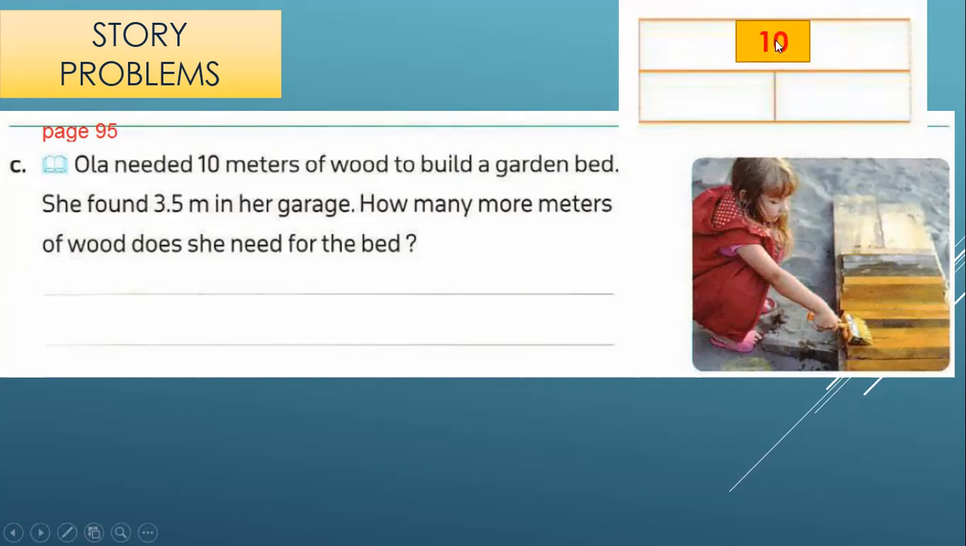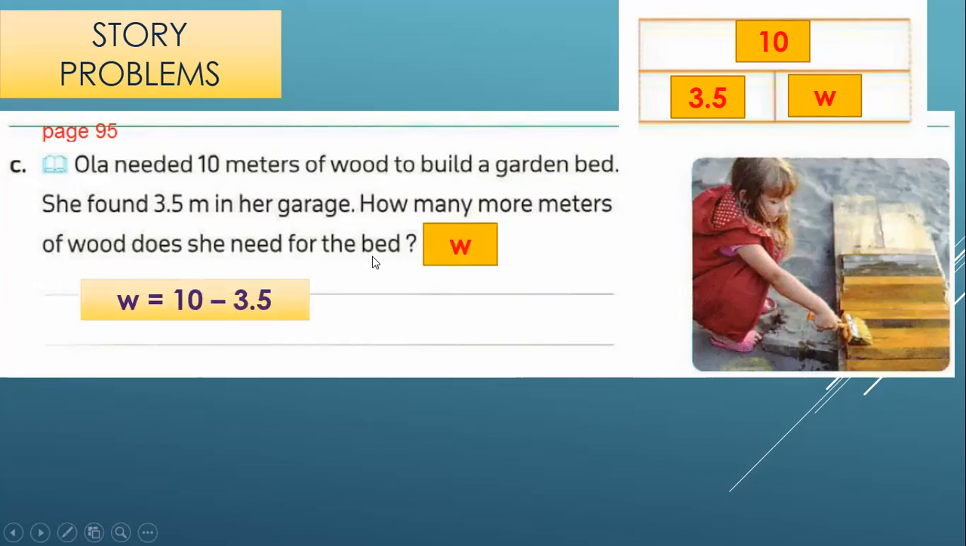Very good. So here we will put 10 and 3.5, and we have a variable, some missing number. Put any letter you want. We can use the letter A, B, X, W, anything. So we use W as the variable. Now we understand that this missing number, when we add it with 3.5, we will have 10. To get this missing number, we will subtract 10 minus 3.5. When you do that, you will have 6.5 meters.